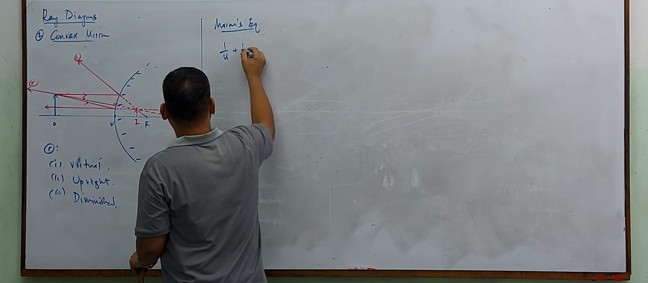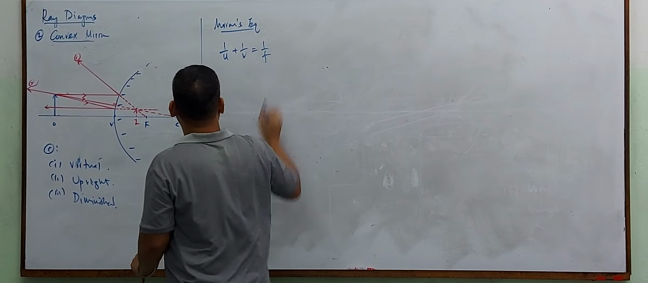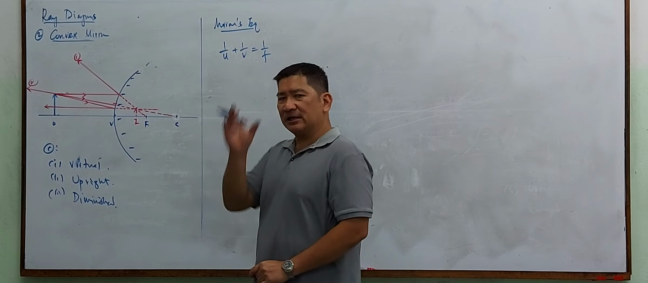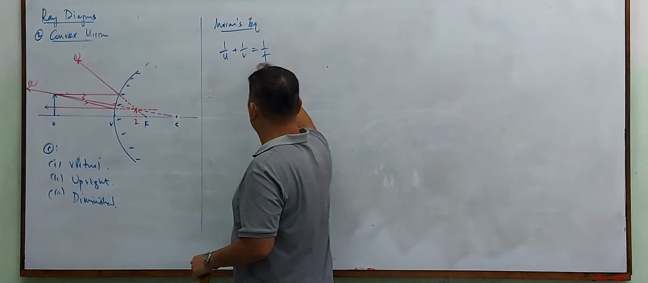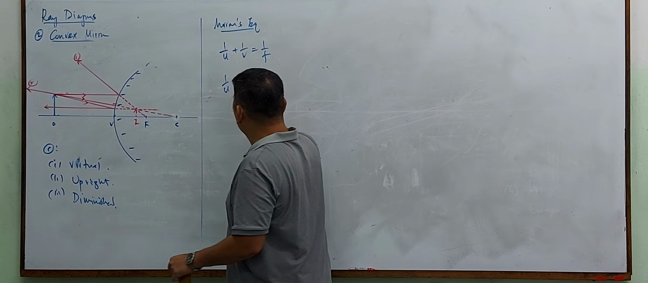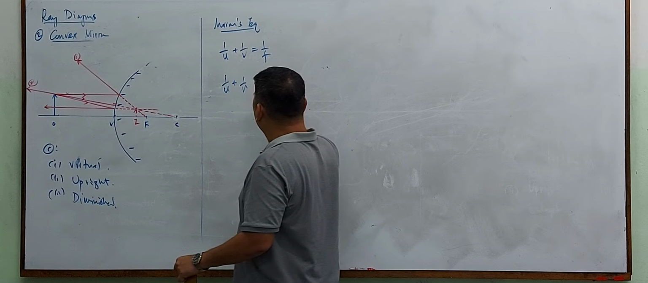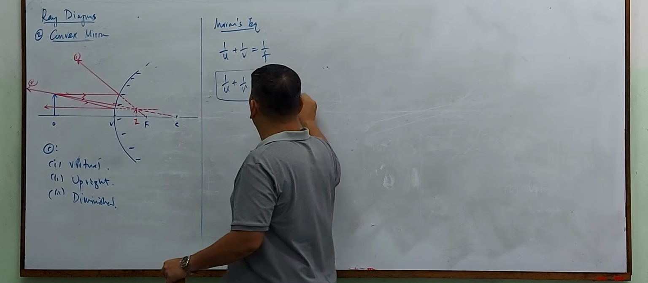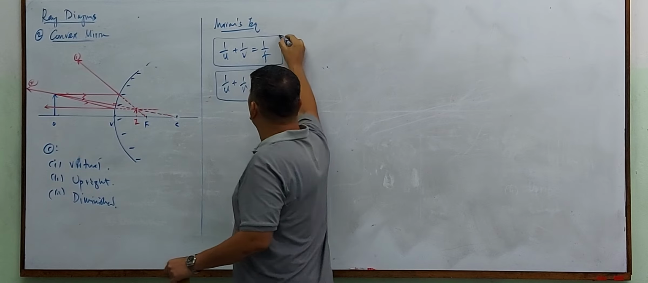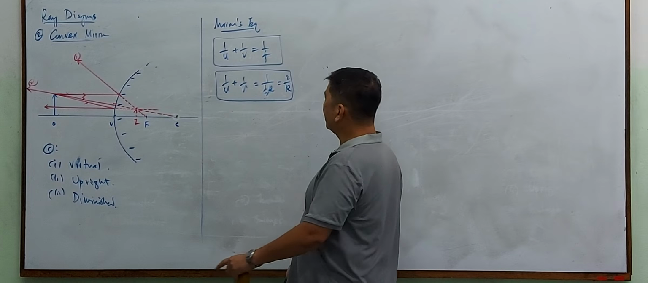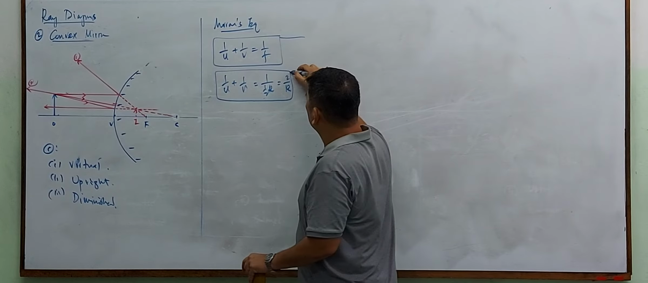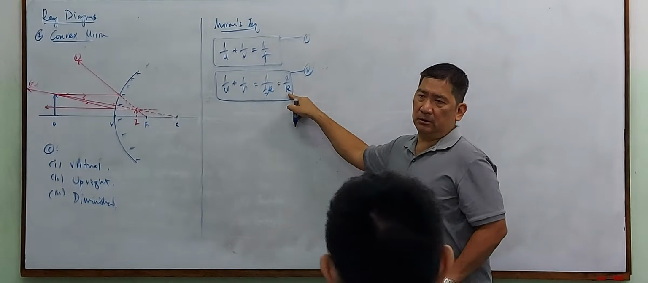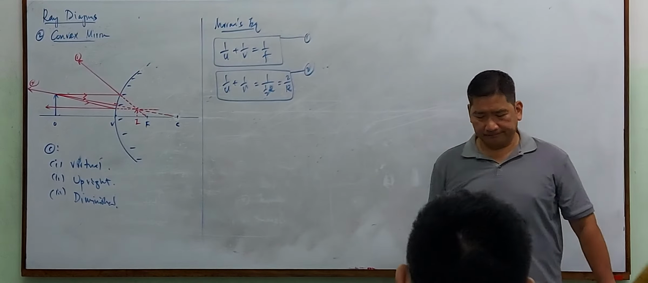1 over U plus 1 over V is equal to 1 over F. But we know that the F distance is half of the R distance. So this one is also equal to 1 over half R, or equal to 2 over R. So we have two equations that we can use to relate the U, V, and F and R. That is equation 1 and 2. But this one is only for mirror.